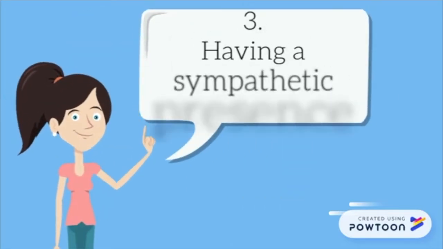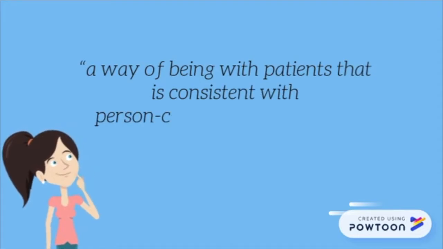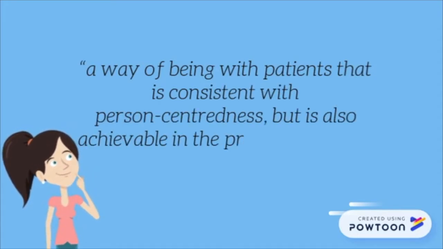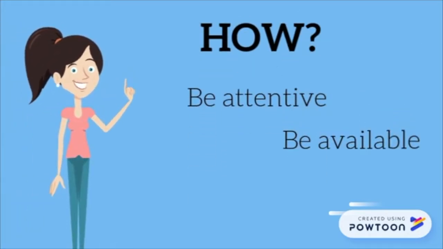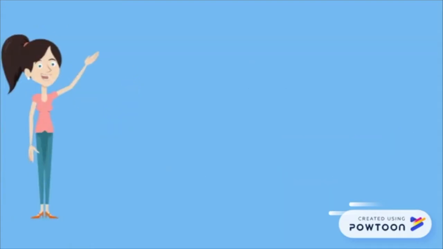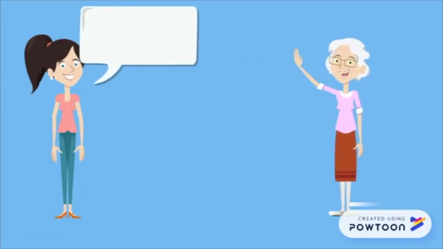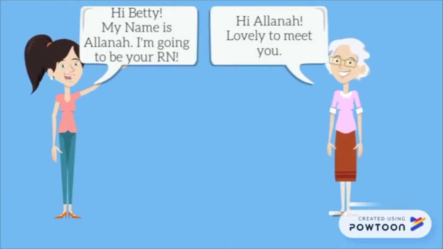Having a sympathetic presence. Having a sympathetic presence is defined as a way of being with patients that is consistent with person-centeredness, but is also achievable in the practice context. This requires a nurse to be attentive and available to their patient, and to obtain a sympathetic understanding of the patient's losses and present limitations, to establish a therapeutic relationship between the nurse and patient. It is also important in having a sympathetic presence that the nurse gets to know about the patient and has a deep insight about their values and cultural beliefs in order to achieve an expected outcome.